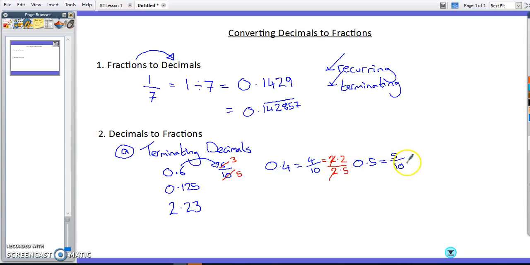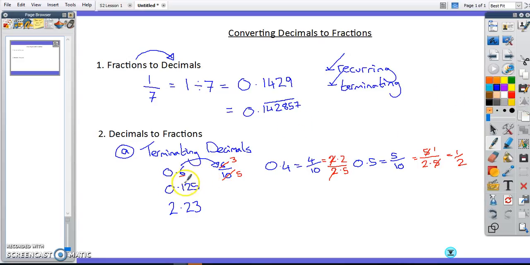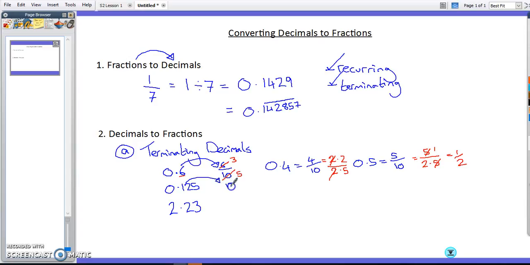And I can do the same here. 5 is already prime, so I can leave that on its own. 10 is 2 times 5, which means I can cancel the 5, and I'm just left with a 1 on the top, and it shouldn't come as any surprise that 0.5 is converted to a half. So with a single digit, we just put this number in divided by 10. For 3 digits then, rather than dividing by 10, we would divide by 1,000.